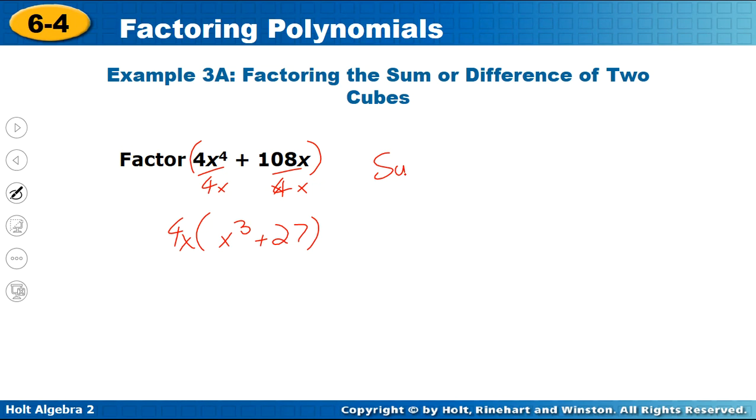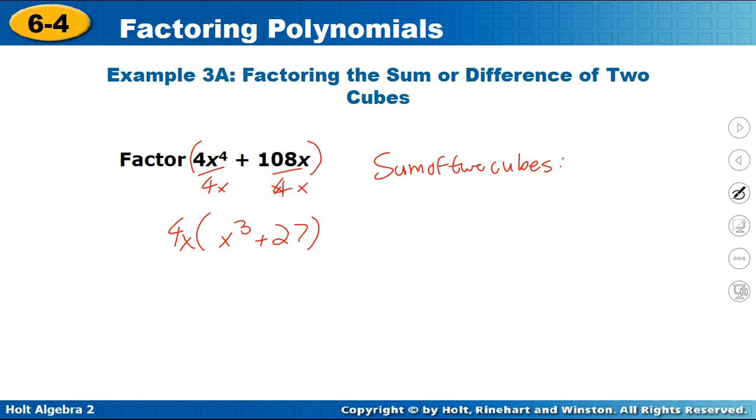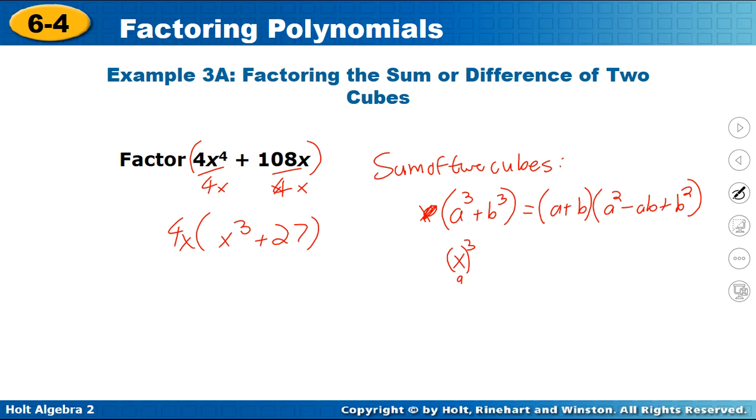Now, the sum of 2 cubes rule that we saw on the previous slide says that, I guess it was a, right? A to the 3rd plus b to the 3rd is equal to a plus b, and then a to the 2nd minus ab plus b to the 2nd. That is our rule. So here, x to the 3rd plus 27. This is the same as x to the 3rd, so essentially x is like my a value, plus 27 is 3 to the 3rd. So 3 will act as my b value.